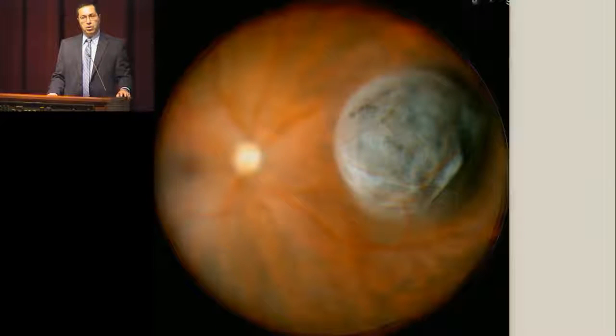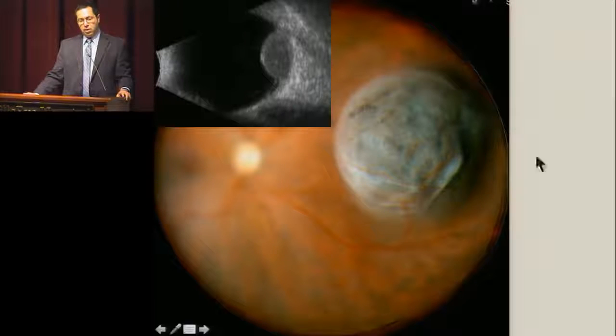So this is a melanoma. I just show this for comparison. It can be dark, but it's a little less dark. And this is the ultrasound of the melanoma. You see it's not as dense. It's a little more hollow inside.